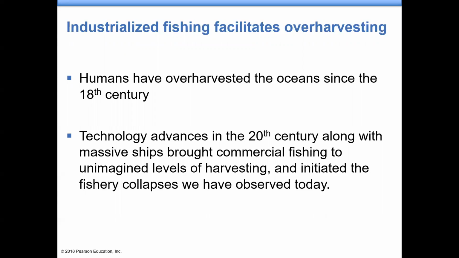So just like in agriculture, we've really ramped up our fishing strategies. We now use huge boats that can put out nets that are kilometers long, up to kilometers wide. So we're just putting out huge nets. Anything that gets into that net is caught. And we've been doing this since the 18th century, but technological advances in the 20th century, those massive ships have allowed commercial fishing to skyrocket. And this is the primary cause of fishery collapses that we're now seeing today.